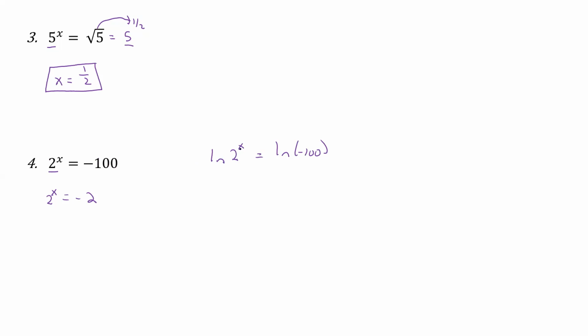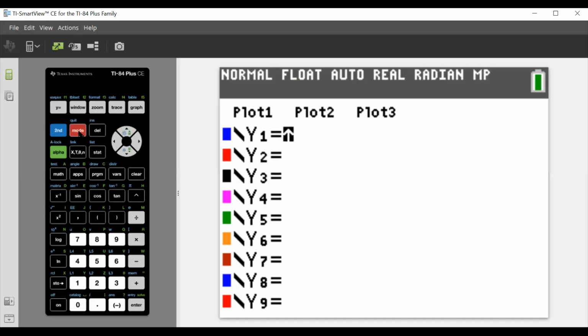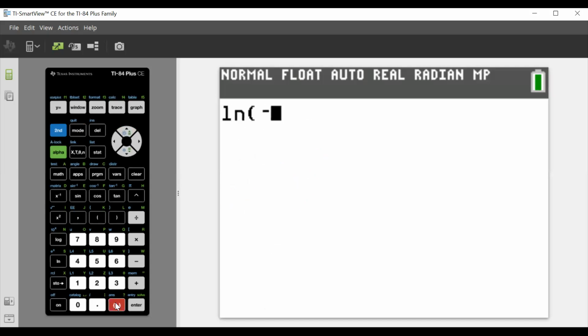That's legal. Now what do I know about that? Well, now I know I can bring that x down, and I have x ln of 2 equals, now I have ln of negative 100. Okay, so far if I'm not thinking, that looks good. Now divide by ln of 2, and so x is equal to this. Now I'm going to plug that in my calculator and see what I get. So I have ln of negative 100 divided by ln of 2. I've solved it.